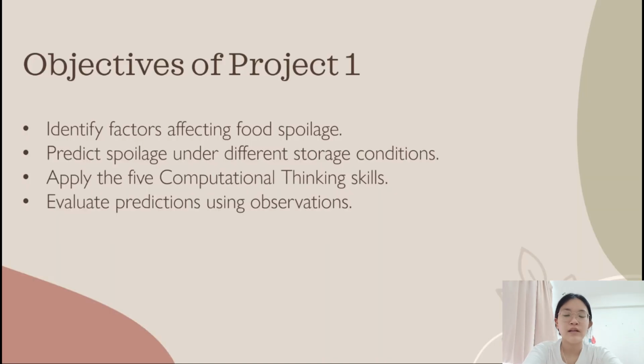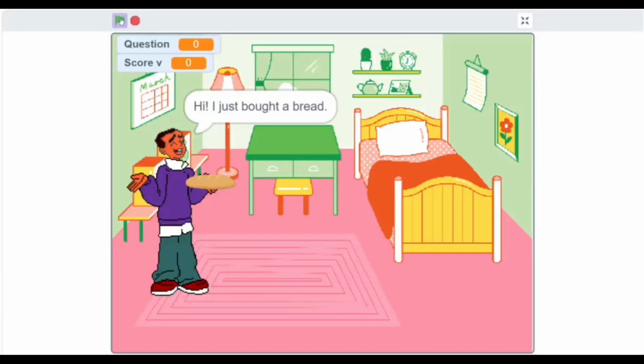This project will help students to identify factors affecting food storage, predict storage under different storage conditions, apply the 5 computational thinking skills, and evaluate prediction using observation. So that's all from my project 1. Next, I will show my project 2, which is Scratch.